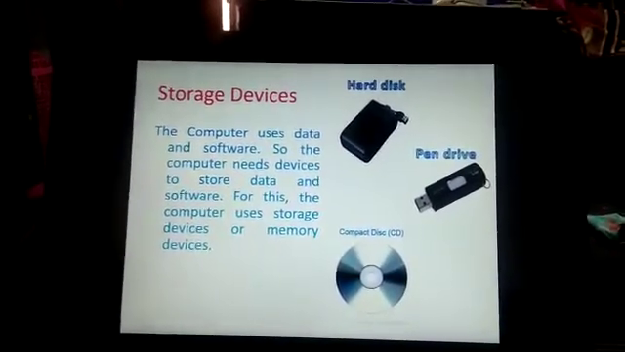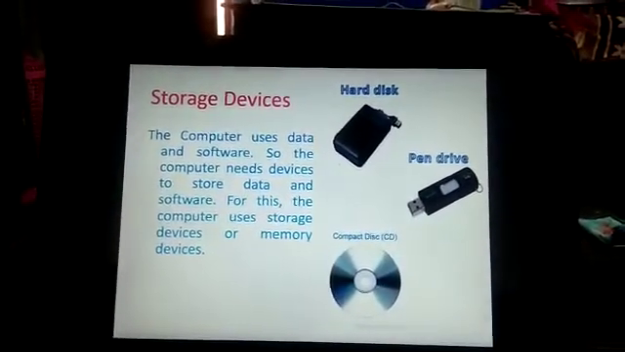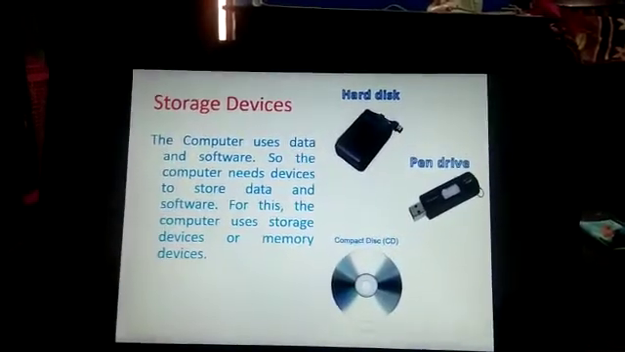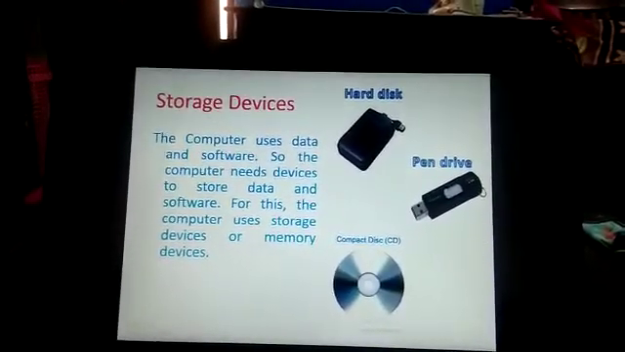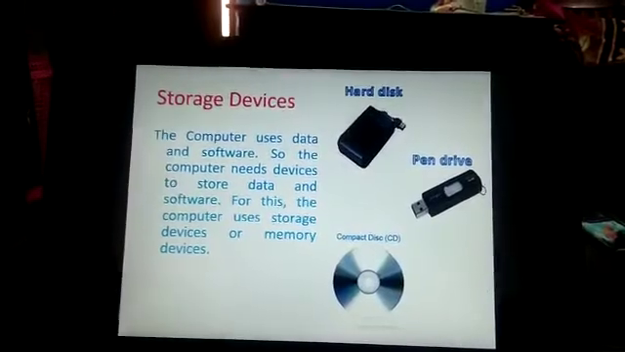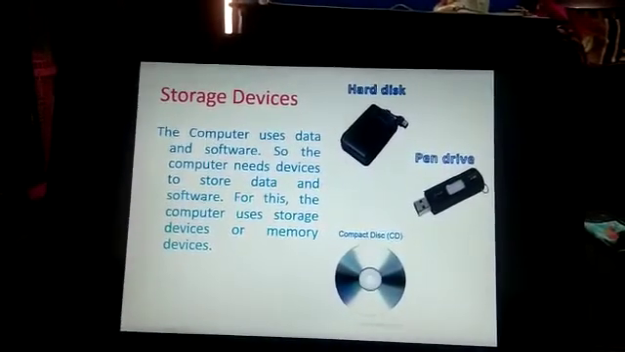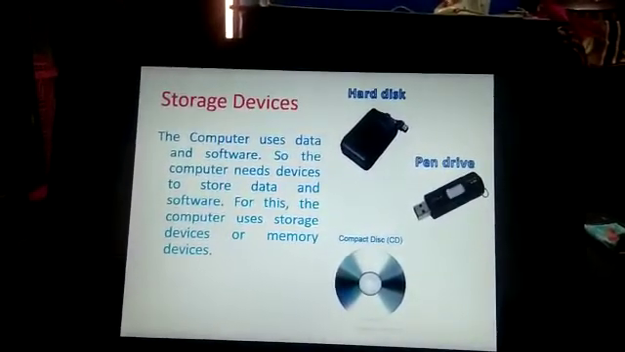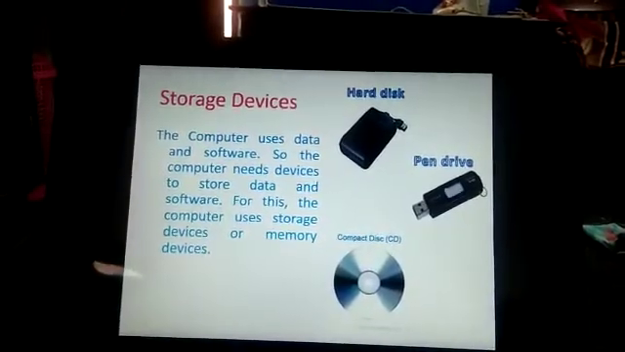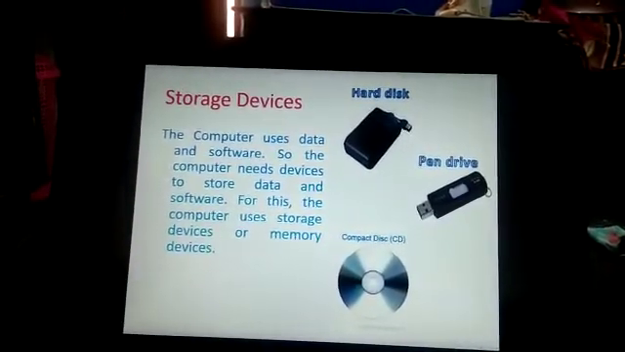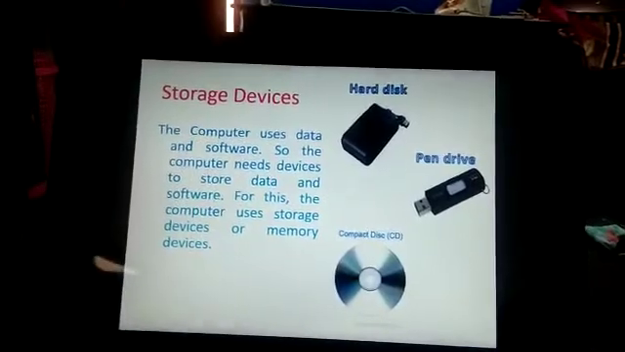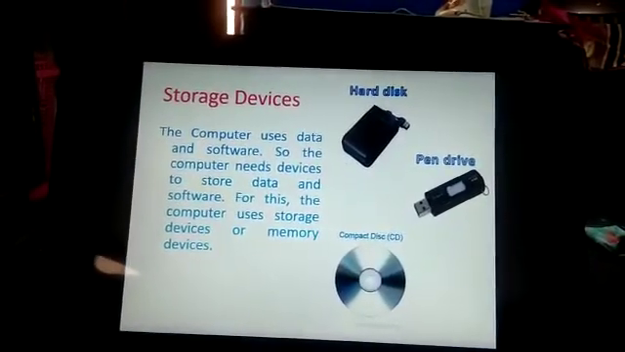The next is CD or DVD. CD, that is compact disc, can store information such as documents, images, music or sound. DVD, that is digital versatile disc, is like CD but it can store much more information than CD.